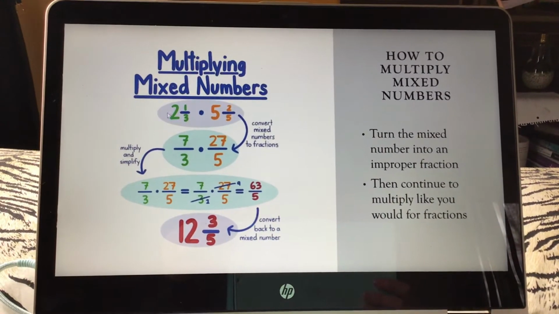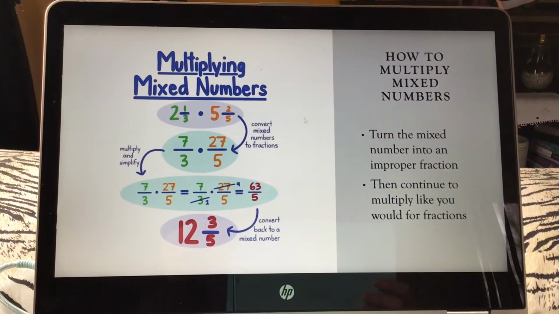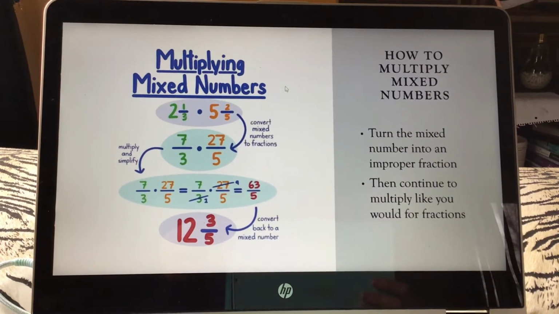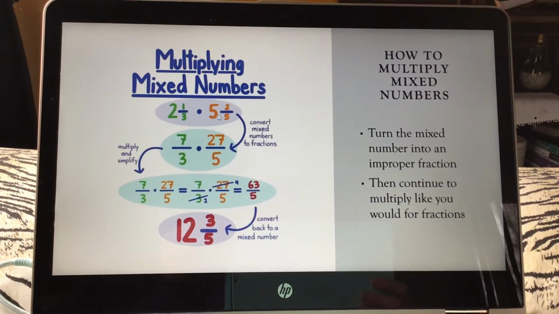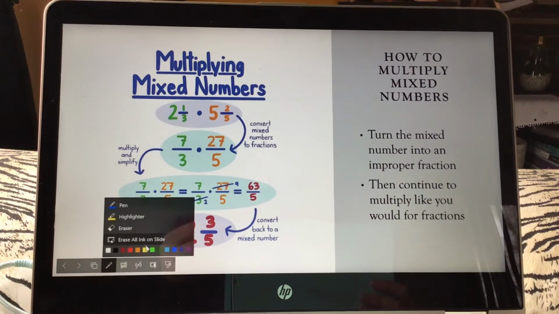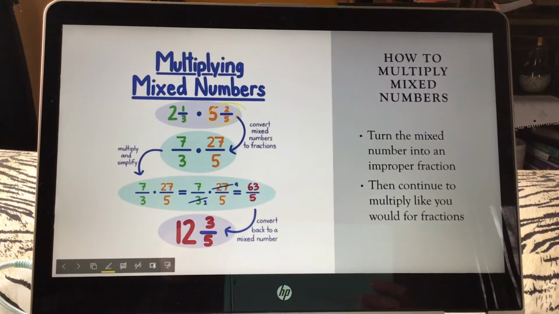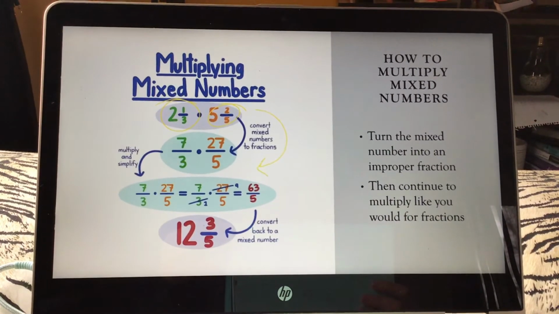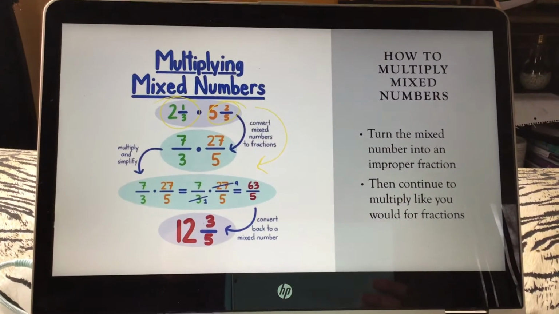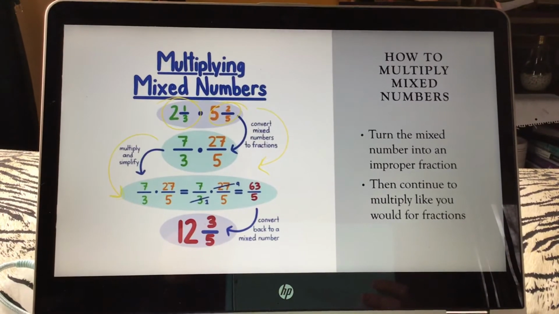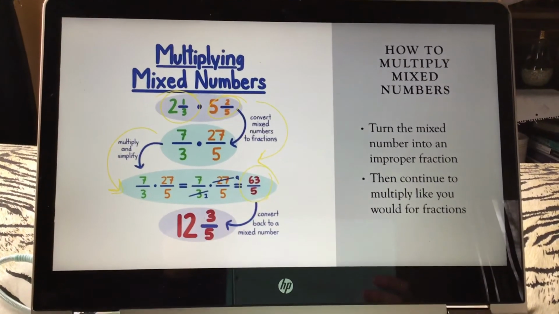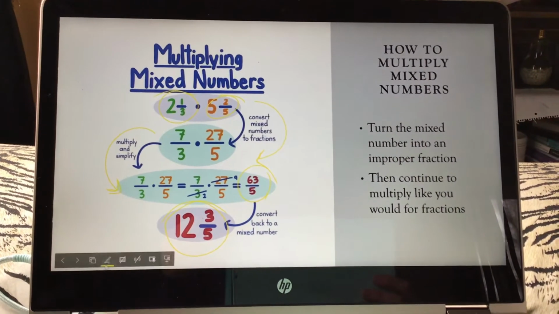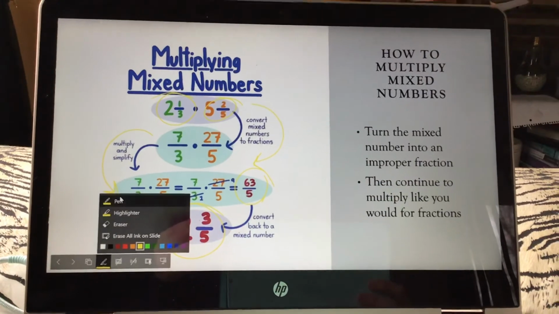Now we know how to multiply fractions, but what happens when we get a mixed number? Here we have our mixed numbers, and we're going to convert them into improper fractions. I have a way of how to get them into improper fractions. Once you get them into improper fractions, you multiply just like fractions, and then simplify back to a mixed number. Let's see if we can do it. I know we can.